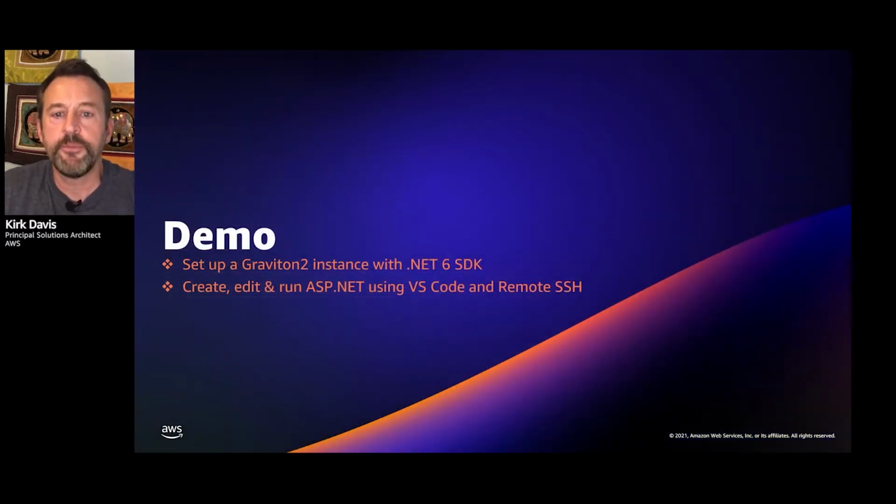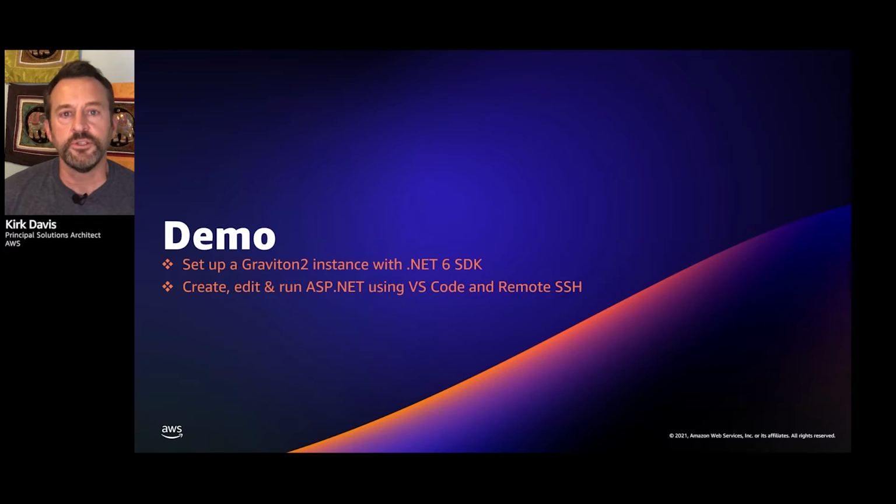Next, I wanted to do a demo where I launched an EC2 instance with the .NET 6 SDK on it. And then I wanted to show how you could use that EC2 instance, which will be a Graviton2 EC2 instance running the .NET 6 SDK, as a development environment, because one of the questions I get sometimes is, well, if I'm building on a laptop that's running an x86 processor, how do I know my code's really going to run on an ARM processor? Or what if I want to debug on an ARM processor in C, right?